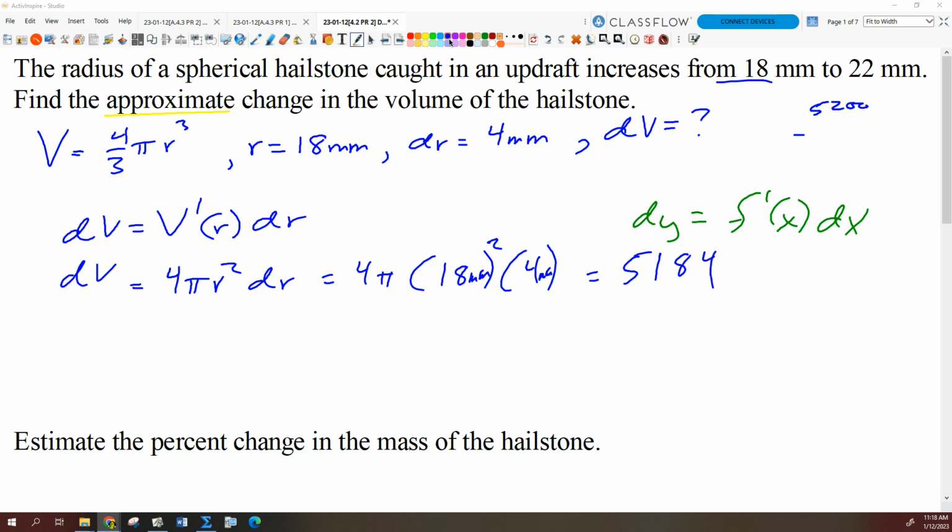What would my units be? Cubic millimeters. Oh, and there's pi there, right? That's what I got. Yeah, that's right. That is correct. You did 16 times 324. Yeah, 16 times 324.